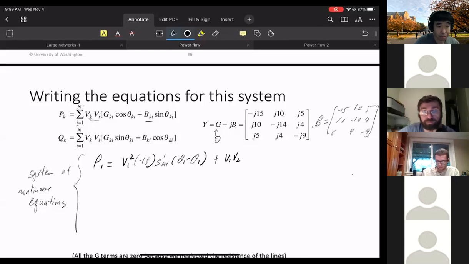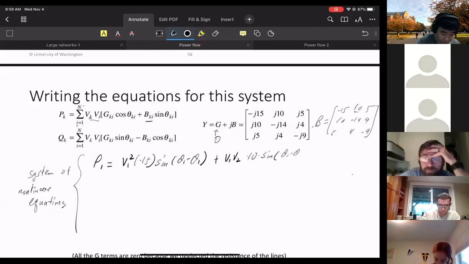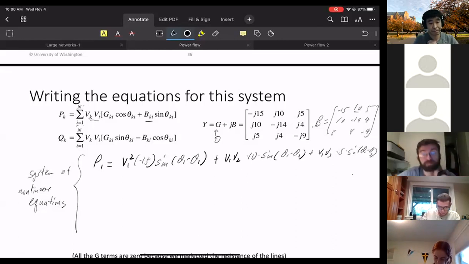The next term in the sum. Look at B12, this is 10. Sine theta 1 minus theta 2. Then V1, V3 times 5 times sine theta 1 minus theta 3. Okay, so these are the equations we have.